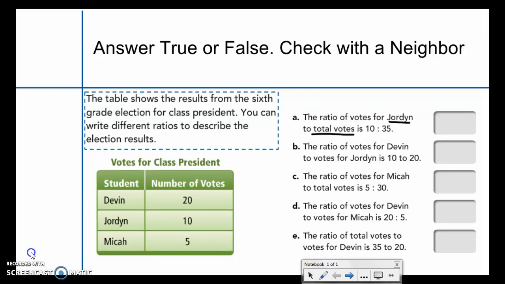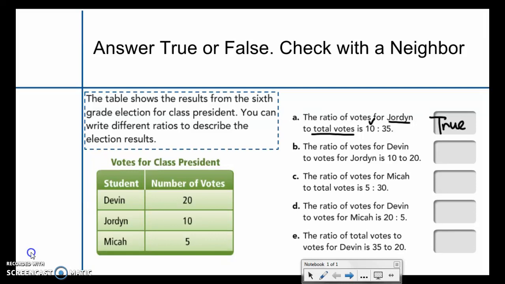Now I'm going to go back to our chart. Here, it says Jordan made 10 votes, so that part is correct. What about 35? Did 35 kids vote? Well, we know that 20 plus 10 plus 5 is 35. And that's the total. So the first situation is true.